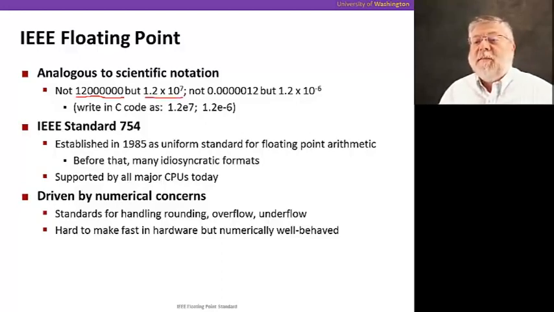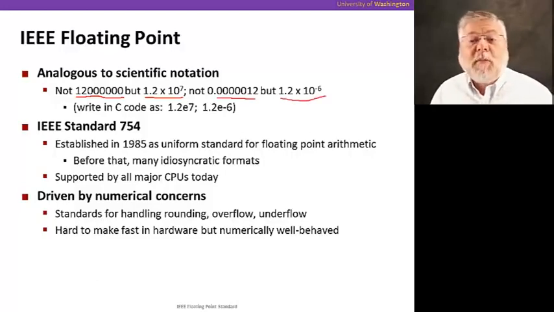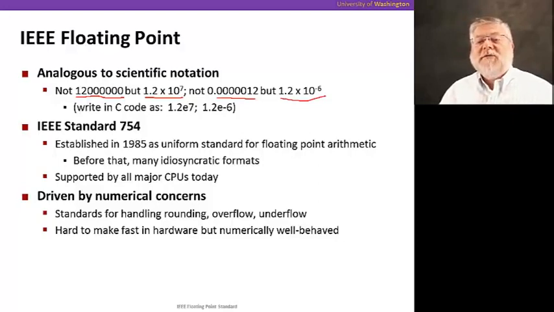Similarly, a really tiny number like 0.000012, we can represent as 1.2 times 10 to the minus 6th. In fact, C supports this notation by letting you describe floating point numbers as 1.2E7 and 1.2E-6 for the two examples above.